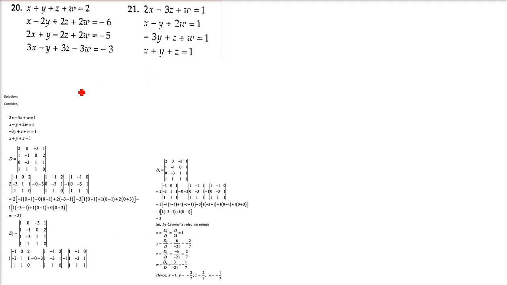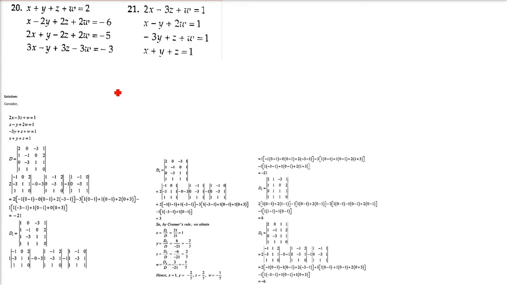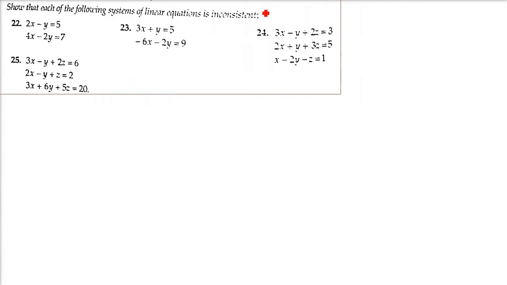So this is what we are going to see. The rest we are going to take in the next discussion. Okay. So this is just, I am giving you a view. This inconsistency, consistency, we are going to take in the next discussion.